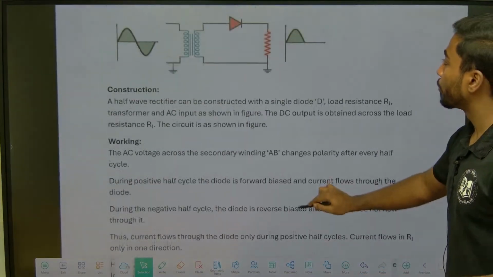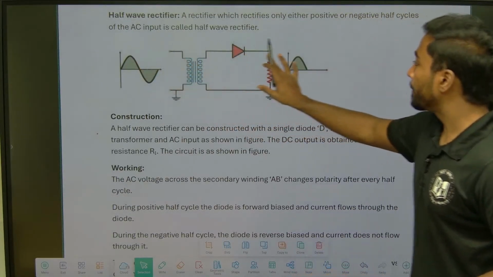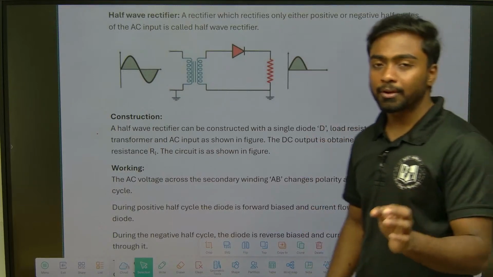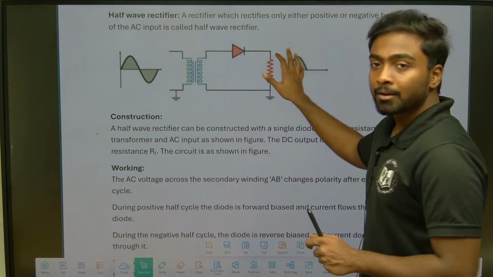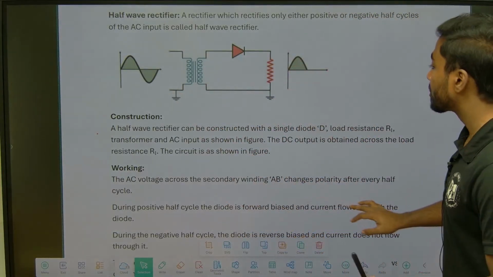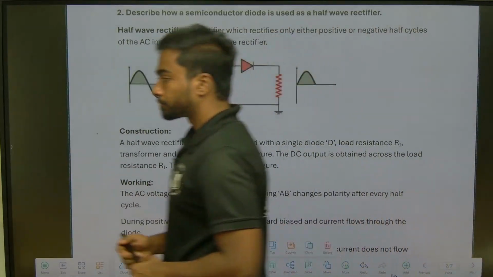This is the output. If you see here, the input was given, but when it completed and gave output, only the half wave will be there. Only in the positive half cycle it is forward bias and current flows, and in the negative there is no current flow and it is reverse bias. You can take a note of this and we can go for the next question.